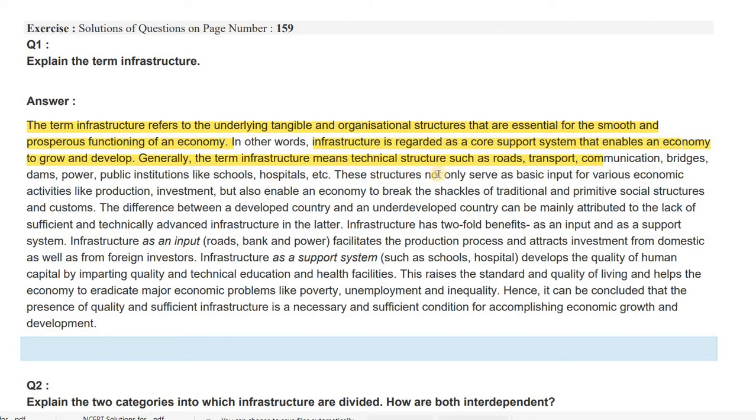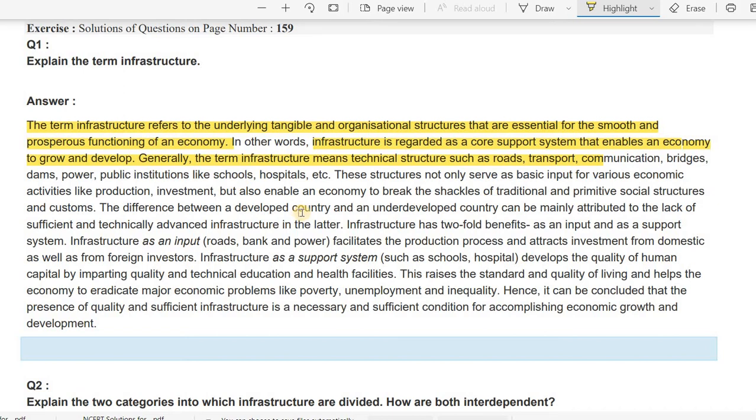Generally, the term infrastructure means technical structures such as roads, transport, communication, bridges, dams, power, and public institutions like schools, hospitals, etc. Okay, then these are the basic infrastructures: roads, transport, railways, bridges, dams, then schools, hospitals. These all things, public institutions, all are basic infrastructure.